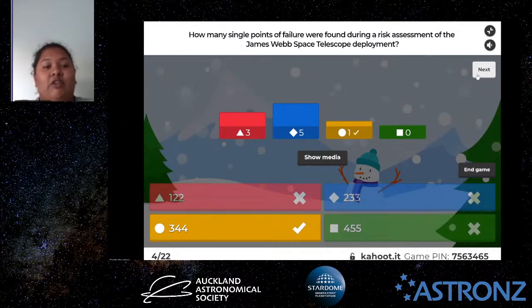Cool, the correct answer was 344. There's 344 single points of failure. So these are 344 individual ways that the James Webb Space Telescope could somehow fail when it is being deployed. So very interesting if you want to read up a little bit about it and see what's going on, because fingers crossed this nearly $10 billion project is going to succeed from Hubble and show us some really interesting things.